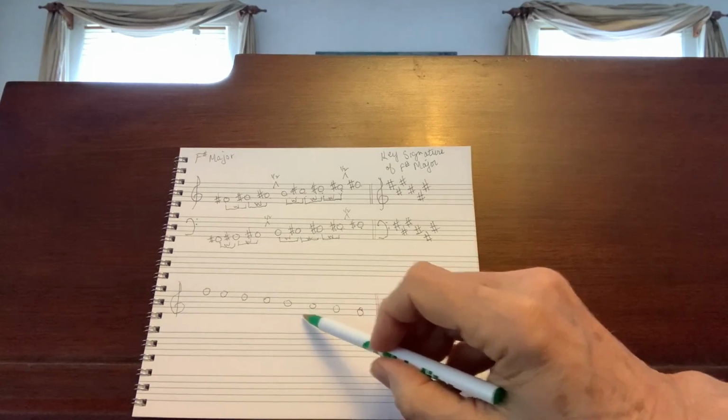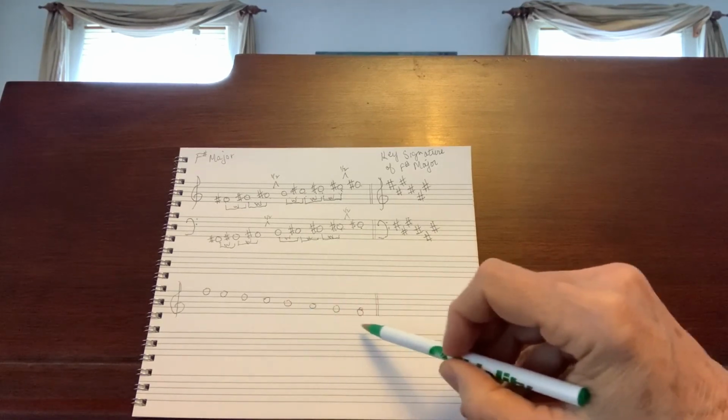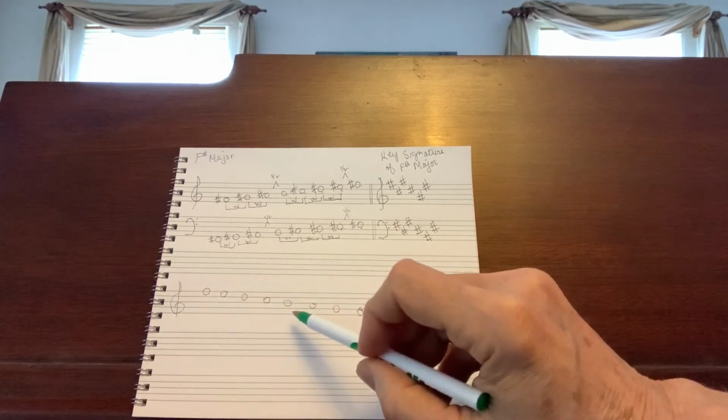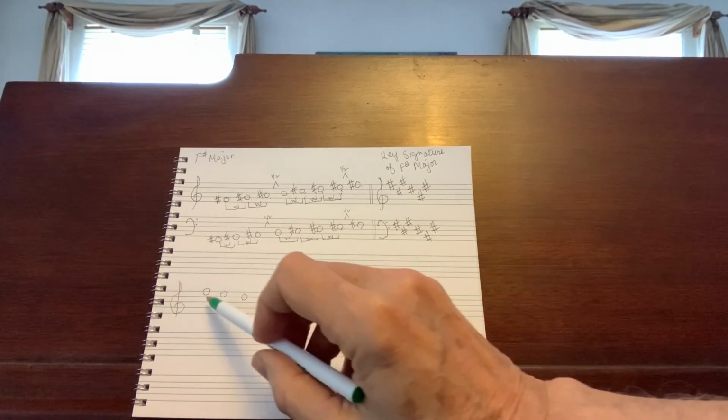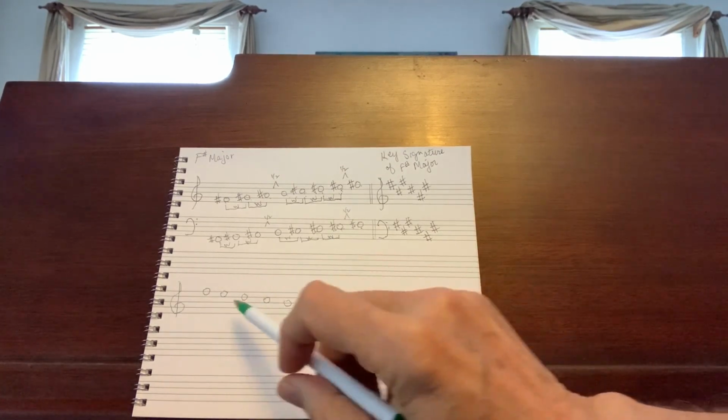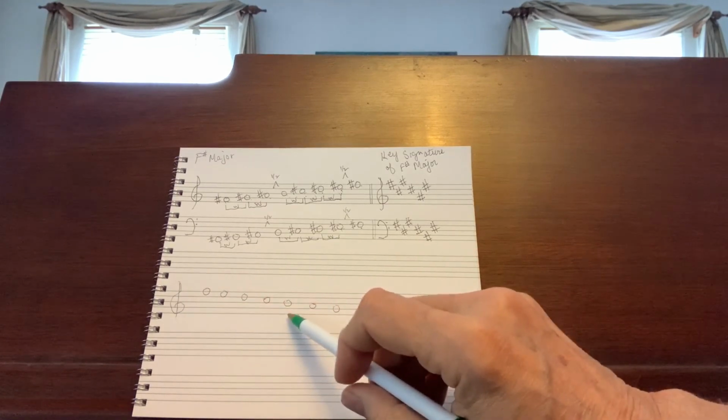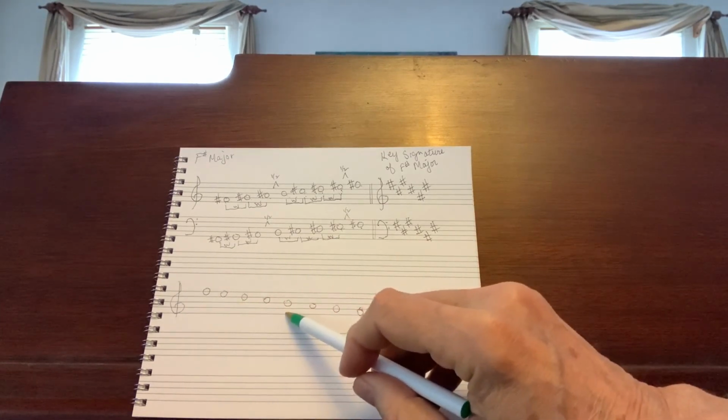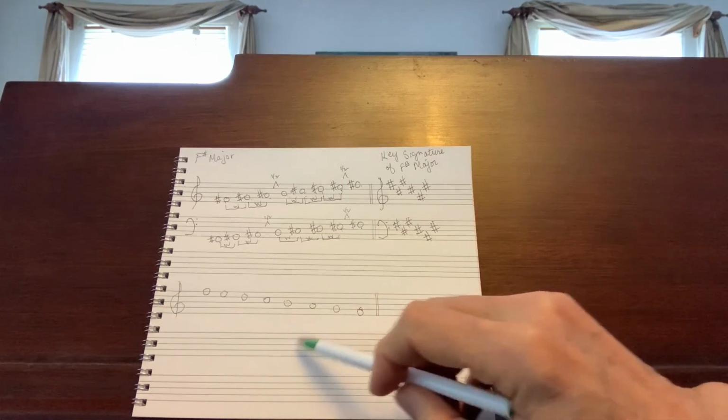Again, faster, B, A, G, F. B, A, G, F. Let's go from F to B. F, E, D, C, B. Faster. F, E, D, C, B. Good. Let's see if we can go all the way down.